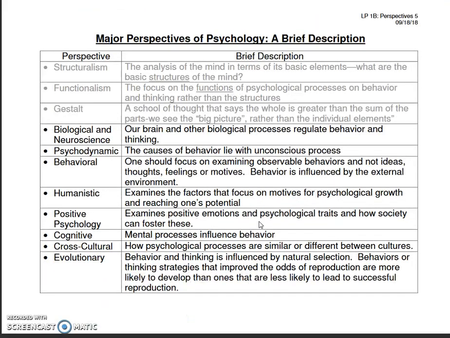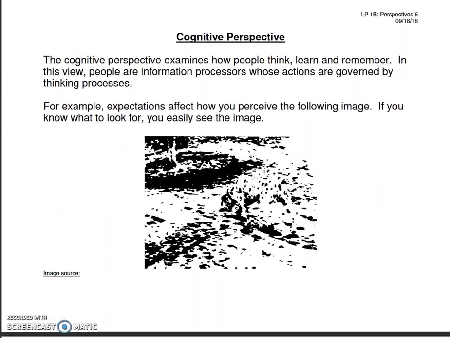So the next page has a very brief description of the different perspectives of psychology. The one I want to focus on is the cognitive perspective of psychology. In general, the cognitive perspective examines how people think and learn and remember, and these beliefs, these expectations, influence what we perceive and fail to perceive. If you know what this picture is about, you're much more likely to see it. If you don't know what this picture is about, then you have a hard time seeing the image.